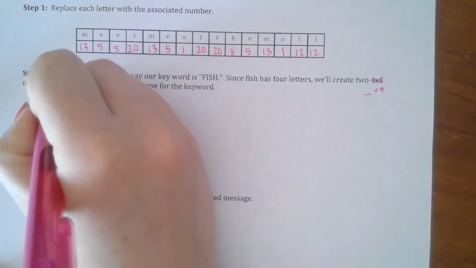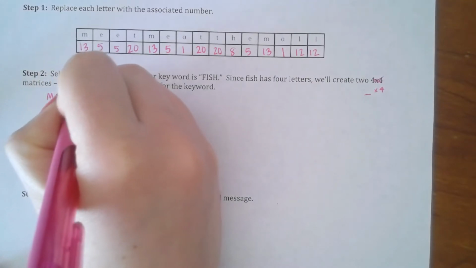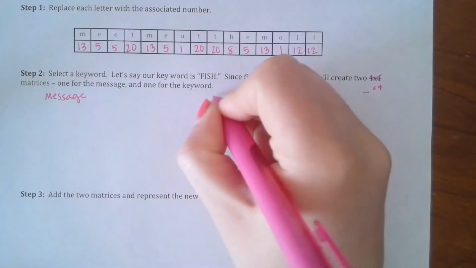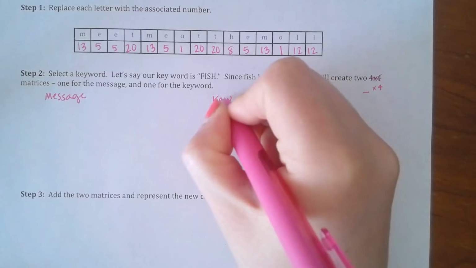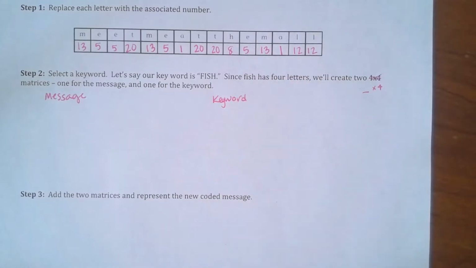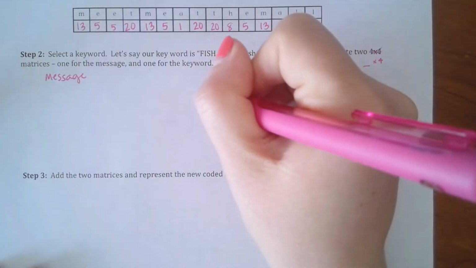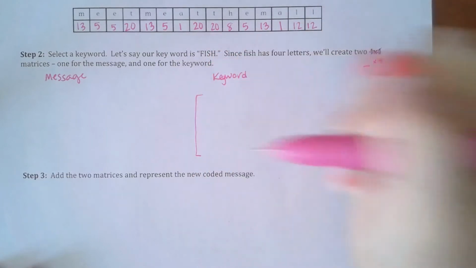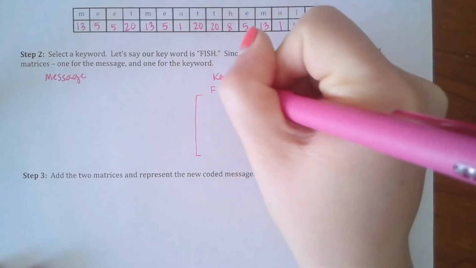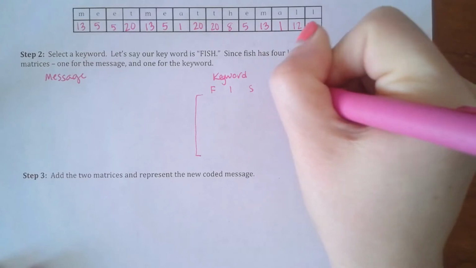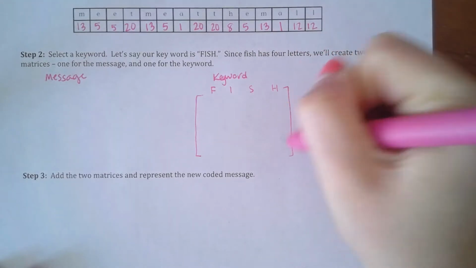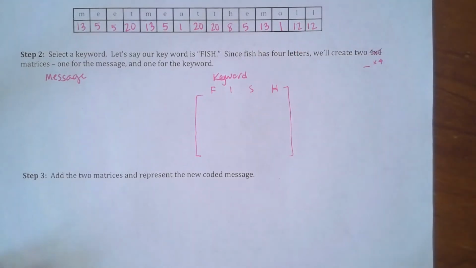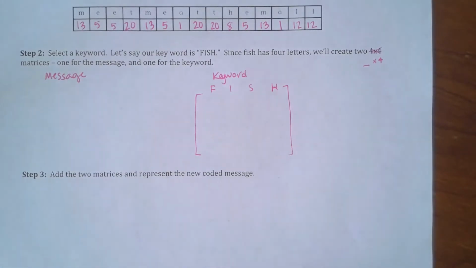So our message and our keyword are going to be 2 different matrices. So I'm going to make my keyword matrix now. And again, our keyword matrix has the columns across the top. So that's why we have 4 columns, because we have a 4-letter word.